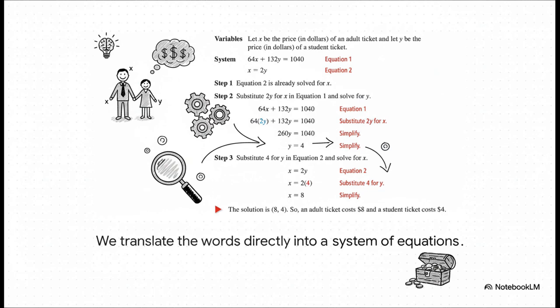That first sentence about total sales, that becomes our first equation. 64 times the adult price plus 132 times the student price equals $1,040. The second sentence about the adult ticket costing twice as much, that's even easier. x equals 2y. And there you go. We just turned a word problem into a system we know how to solve.